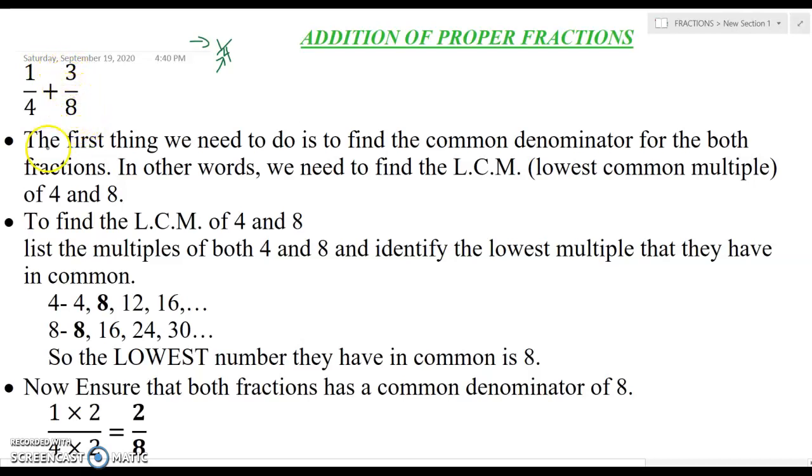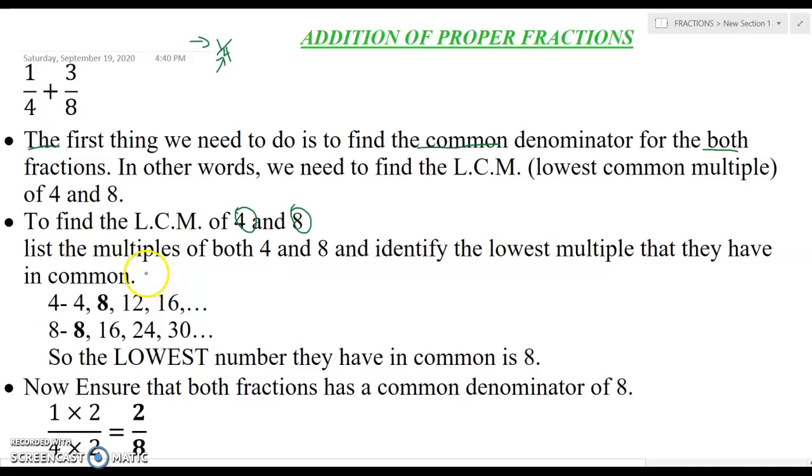Cool. So now for fractions, the first thing we need to do is to find the common denominator for both fractions. In other words, remember that thing called LCM? We need to find the LCM of the two denominators. So we need to find the LCM of 8 and 4. I'll circle it on this side. 4 and 8, right? So now we're just going to list the multiples of 4 and 8.